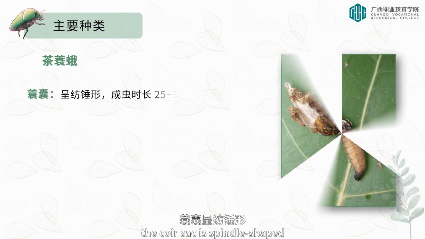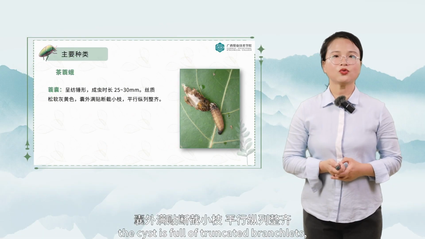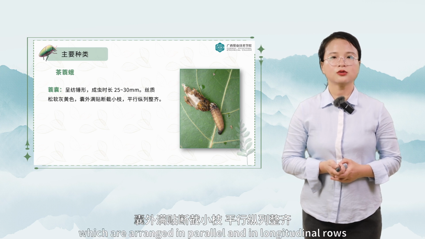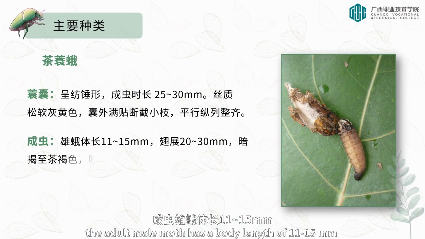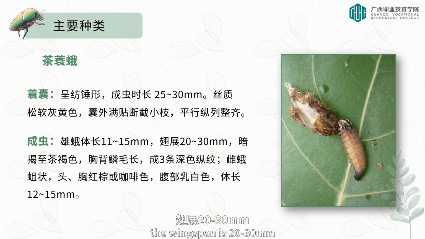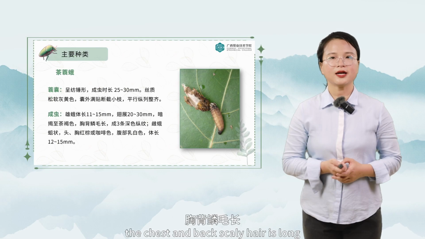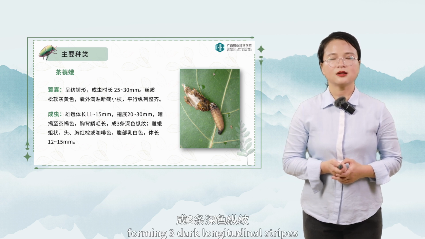The core sac is spindle-shaped. The adult length is 25 to 30 millimeters. The silk is soft and grayish yellow. The cyst is full of truncated branchlets, which are arranged in parallel and in longitudinal rows. The adult male moth has a body length of 11 to 15 millimeters. The wingspan is 20 to 30 millimeters, is uncovered to be dark brown. The chest and back scaly hair is long, forming 3 dark longitudinal stripes.